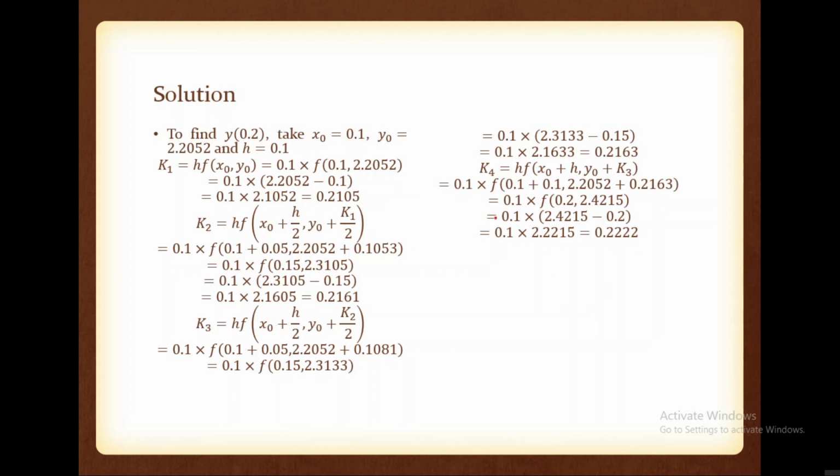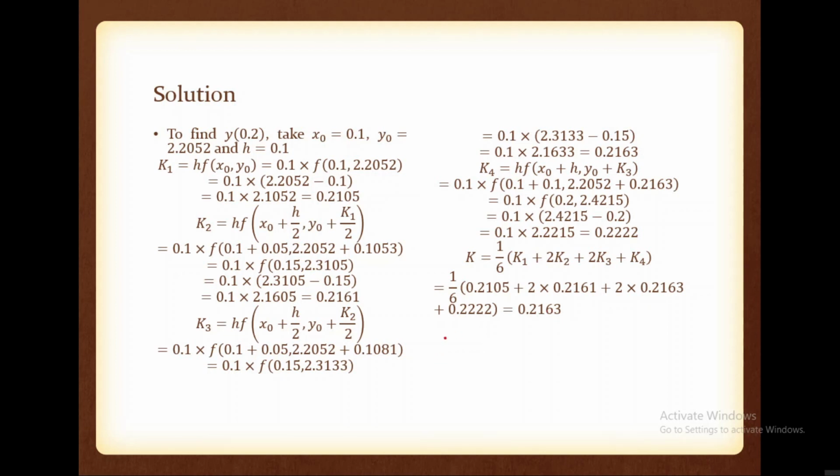So this is k4. So by using this k1, k2, k3, k4, we have k is equal to 1 by 6 into k1 plus 2k2 plus 2k3 plus k4, that is equal to 1 by 6 into 0.2105 plus 2 into 0.2161 plus 2 into 0.2163 plus 0.2222. So the k value is equal to 0.2163.